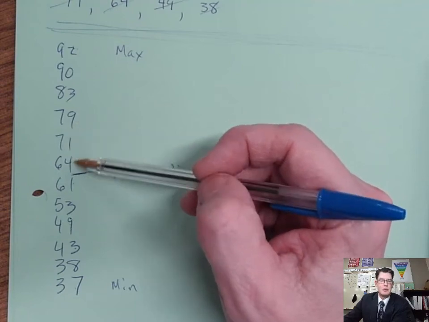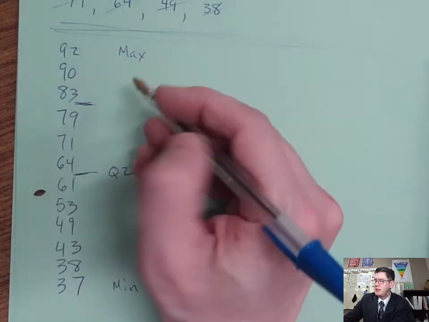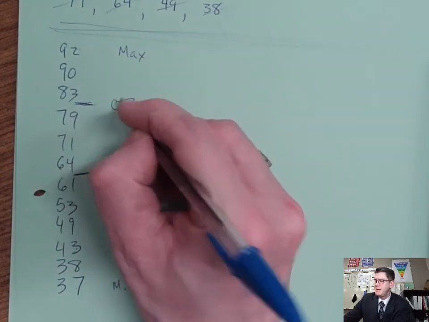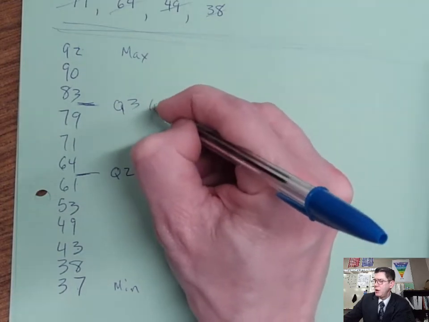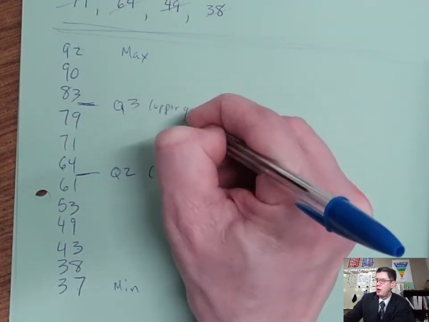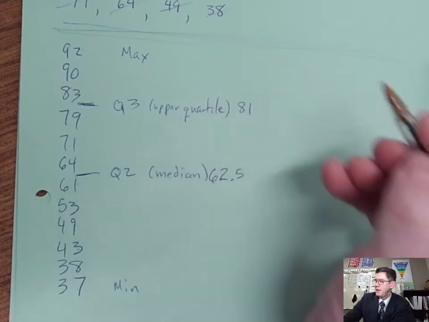Let's see, so it's right in, 1, 2, 3, 1, 2, 3. So it's right in between these numbers right here. There's the Q3. I can do that same process on my calculator and I'll get 81. This is called the upper quartile. That's 81.